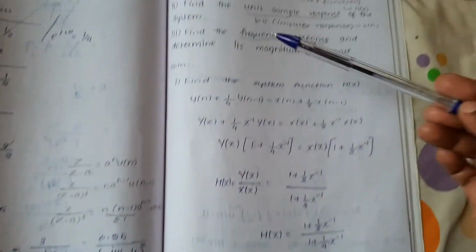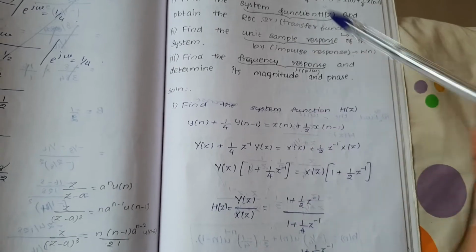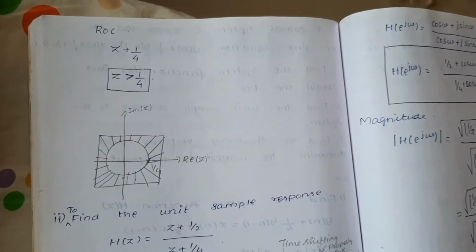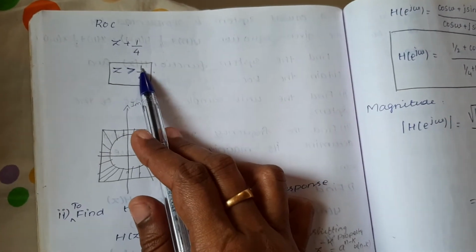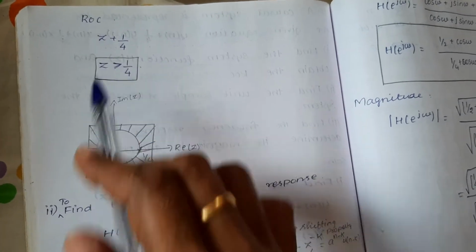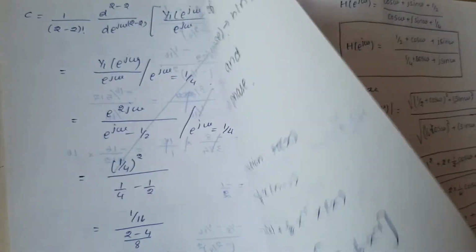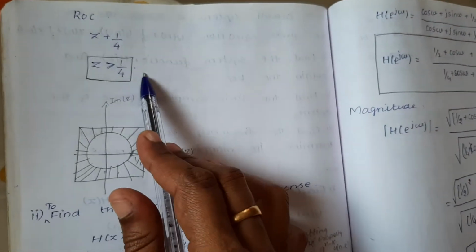They have asked to find the system function h of z first. Okay, system function h of z. They asked to find the region of convergence also. So here you know the denominator term is z plus 1 by 4. Okay, so z plus 1 by 4.